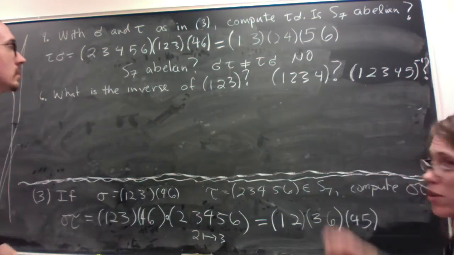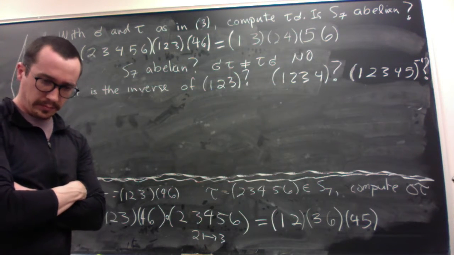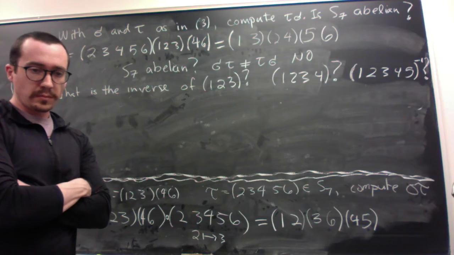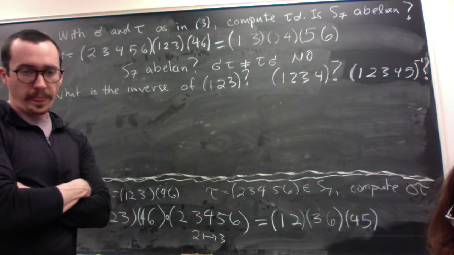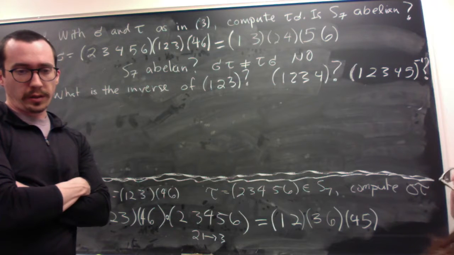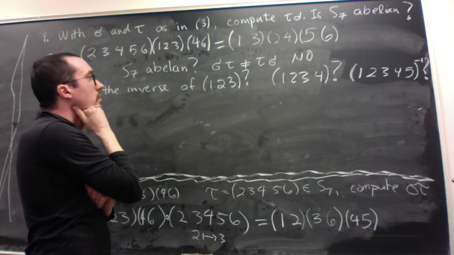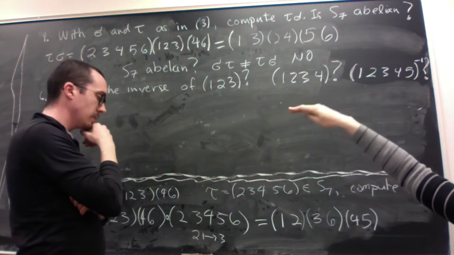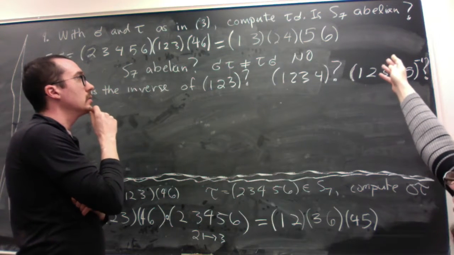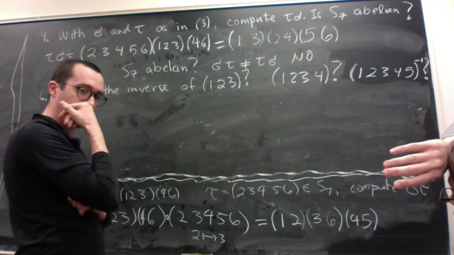Okay, but what if they had been? What if sigma tau had been tau sigma? Is that enough to say that S7 is abelian? Well, abelian means that any 2 elements commute. Oh, so if we have a pair of elements that commute, that doesn't tell us that all elements commute. Right. So that wouldn't tell us that S7 is abelian. Yeah. Are there any elements in S7 that commute?